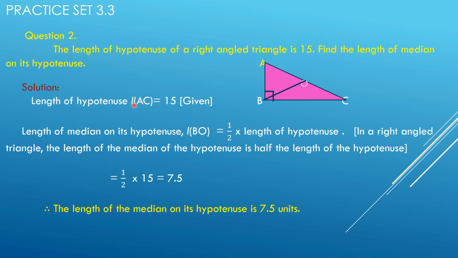Solution: length of hypotenuse, that is length of AC, is equal 15. And you have already learned the theorem. In a right angle triangle, the length of the median on the hypotenuse is half the length of the hypotenuse. Therefore, length of BO is equal half into length of hypotenuse, that is half into 15, that is equal 7.5. Therefore, the length of the median on its hypotenuse is 7.5 units.